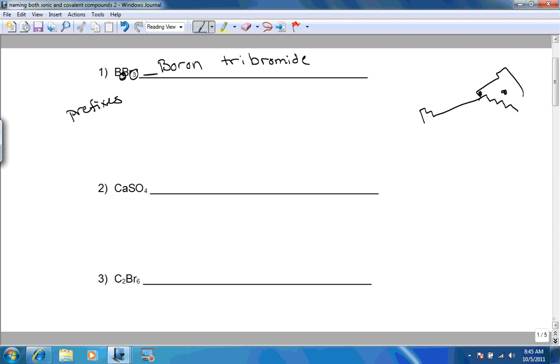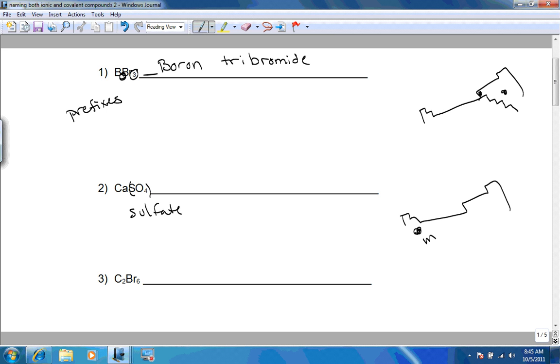Number 2, calcium, if we look on the periodic table, is right here, which means it's a metal. And SO4 is the polyatomic ion sulfate. Now, the fact that it's a metal means that it's an ionic compound.